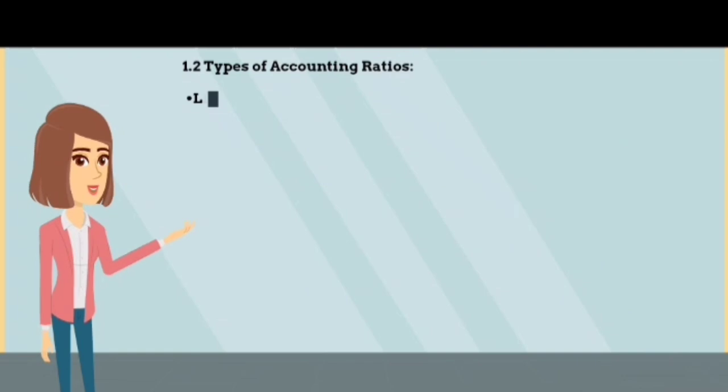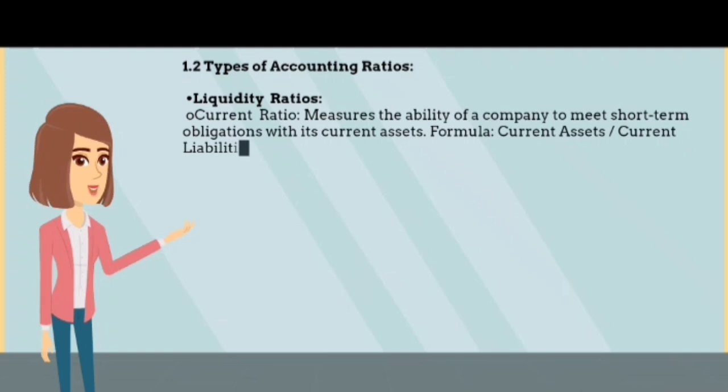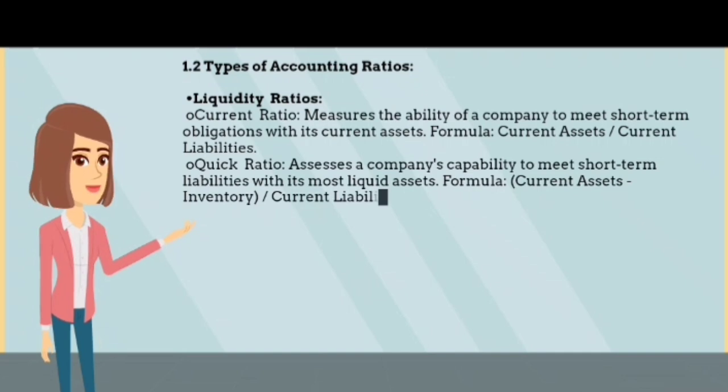1.2 Types of accounting ratios. Liquidity ratios. Current ratio measures the ability of a company to meet short-term obligations with its current assets. Formula: current assets divided by current liabilities. Quick ratio assesses a company's capability to meet short-term liabilities with its most liquid assets. Formula: current assets minus inventory, divided by current liabilities.